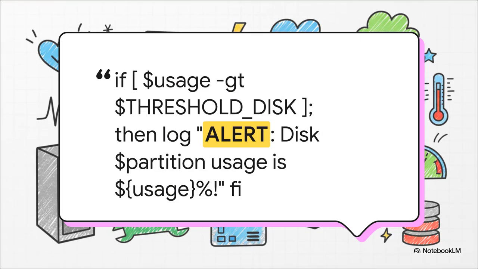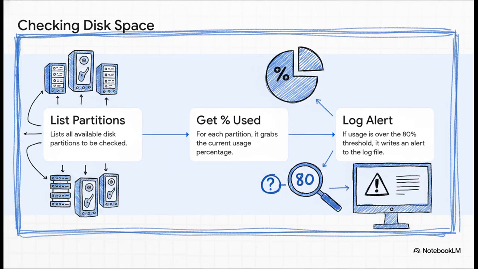After the script figures out the disk usage percentage, it hits this simple if statement. All it's doing is asking one question. Is this usage number bigger than the threshold we set earlier? If the answer is yes, boom, it logs an alert. That's it.